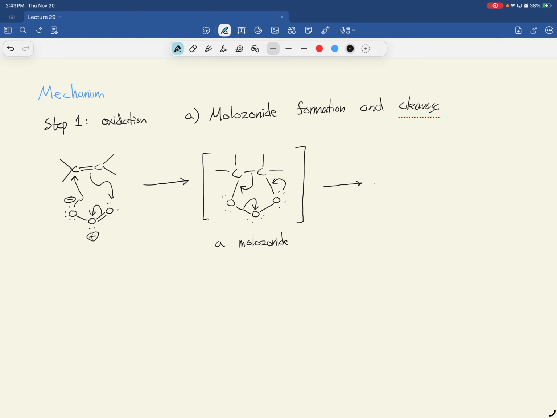Okay, so let's draw the result of these two products. We get acetone, so that's one of the carbonyls. And then we get something called a carbonyl oxide. It's a positively charged oxygen bond right here. So this is called a carbonyl oxide.